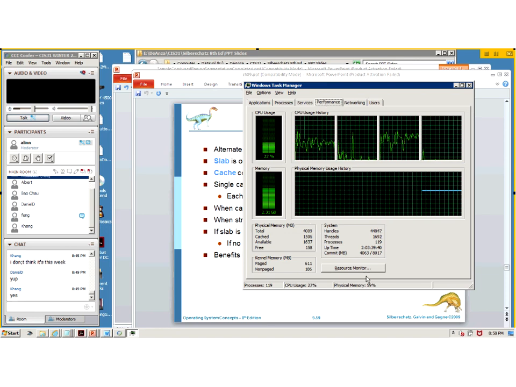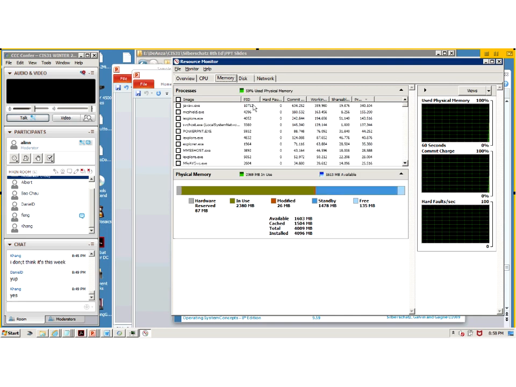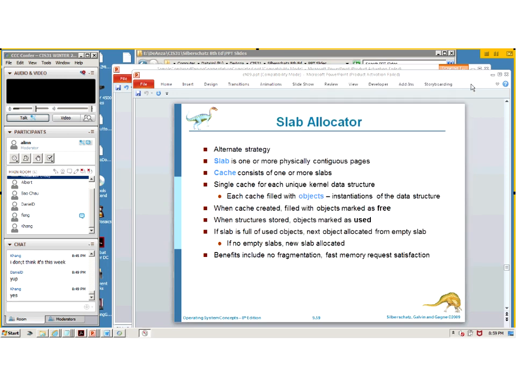Now let's go back to performance. Resource monitor. Memory. Yeah, you can kind of see all the different processes that are running and what they're using. Working set. So Windows uses the concept of working set right here. Okay, well, at least we've seen it.